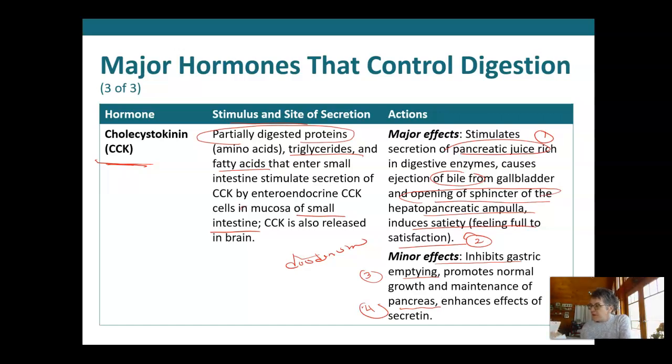So if you read the book, there are other hormones. I'm not going to talk about them. I'm going to stick with those three. And I guess that'll do it for, what am I talking about? Oh, the phases of digestion.